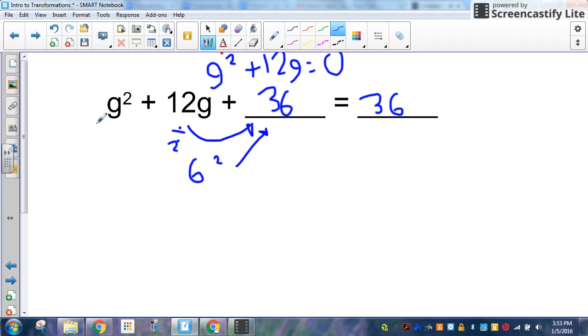And here's the important step. That's the completing the square step. And here's why we complete the square. Because this now becomes g plus something squared equals 36.